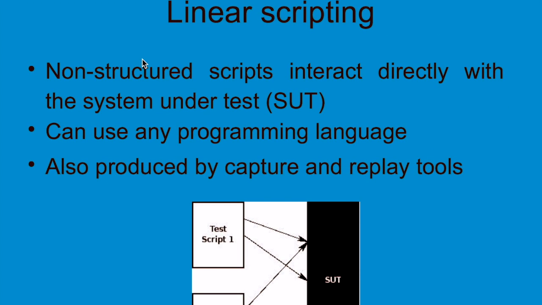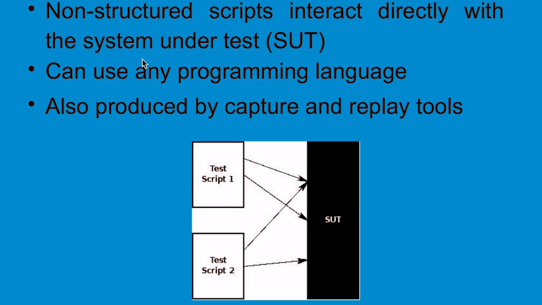The second approach is linear scripting. In this approach, a non-structured script interacts directly with the system under testing, and you need a little bit of programming skills. It can also be produced by record and replay tools. So what exactly do we do? For every action we have certain steps, and those steps are written either by programming or recorded, and whatever interaction you do with the system under testing is recorded under linear scripting.